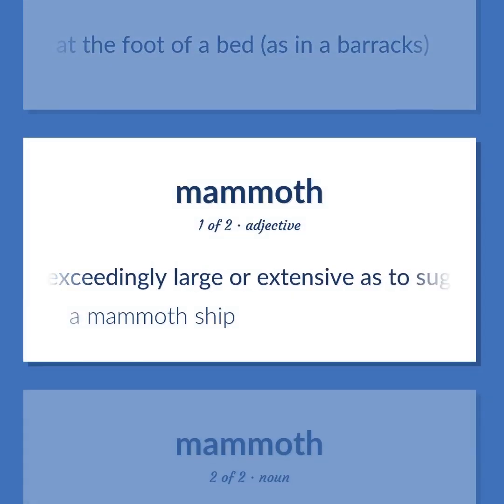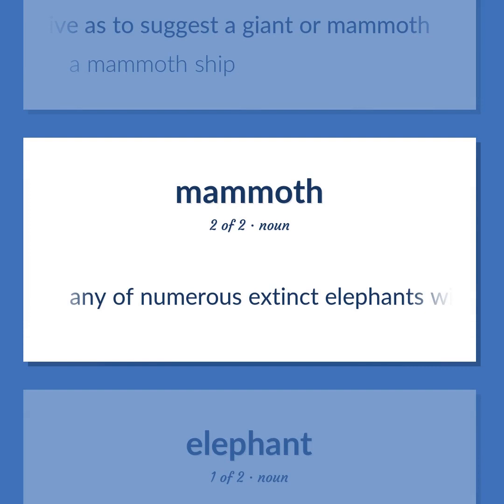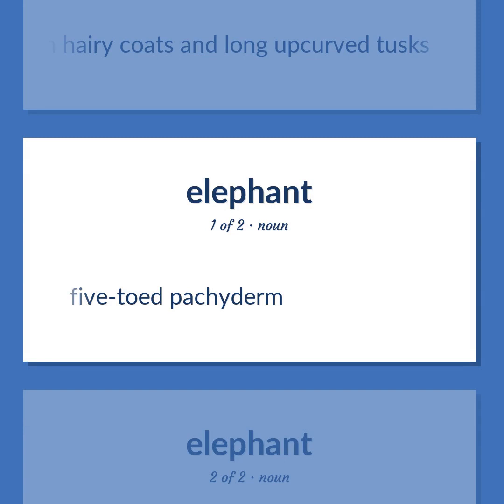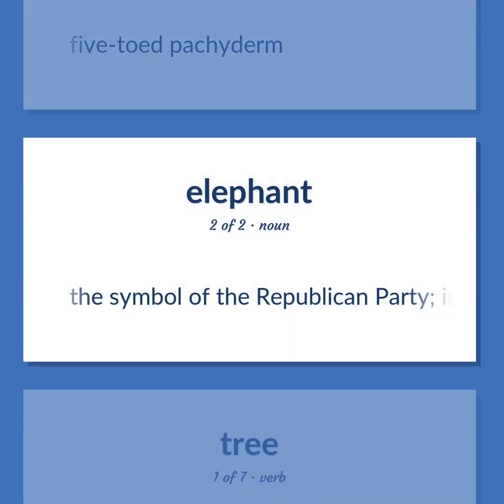So exceedingly large or extensive as to suggest a giant or mammoth. A mammoth ship. Any of numerous extinct elephants widely distributed in the Pleistocene. Extremely large with hairy coats and long upcurved tusks. Five-toed pachyderm. The symbol of the Republican Party. Introduced in cartoons by Thomas Nast in 1874.